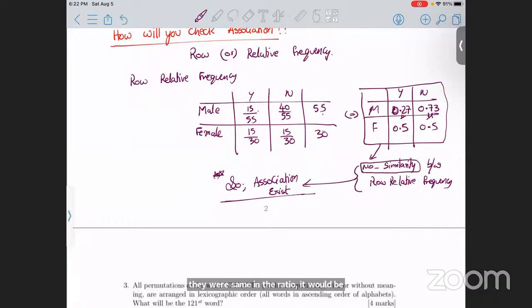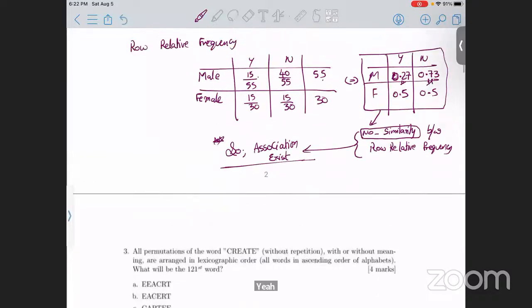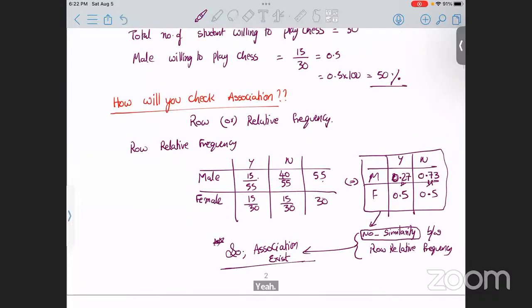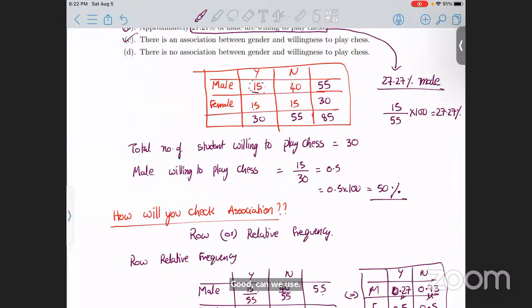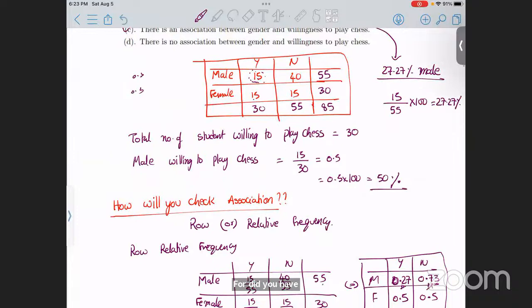Sir, can we use column relative frequency in this? Yes, you can use the column frequency also. It won't change the answer. You can use 15 divided by 30, 15 divided by 30, 0.5, 0.5. 40 divided by 55, what is the answer? 0.73. 15 divided by 55, 0.27. Look, they're not matching. Okay. Thank you, sir.